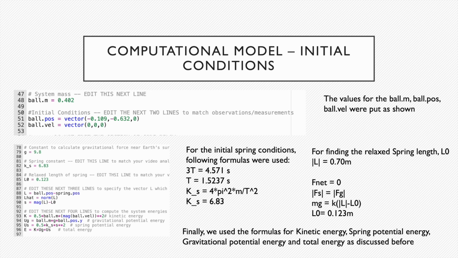And then the spring constant was calculated using the formula 4 pi squared times m divided by period squared, which came out to be 6.83. Finding out the relaxed spring length L0, since we knew the magnitude of L in the beginning, which was 0.7 meters, using the formula Fs is equal to Fg by gravity, we found out the relaxed length of the spring.